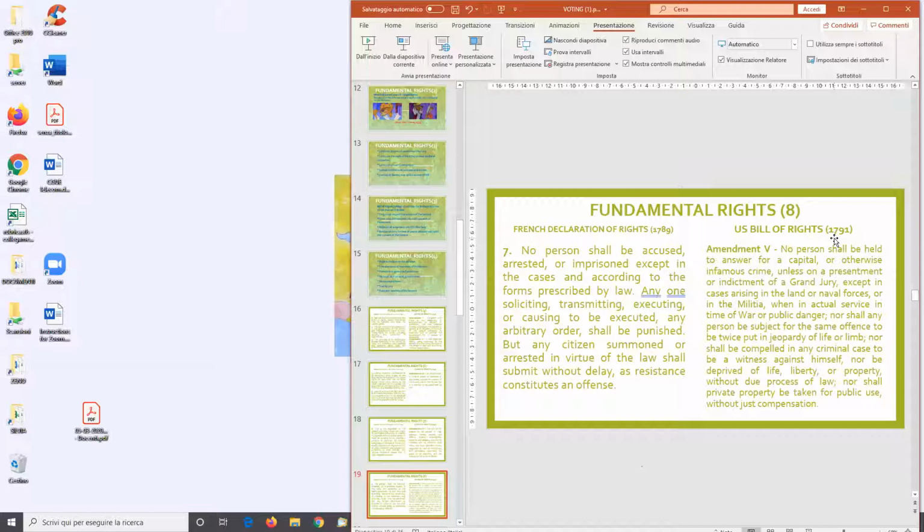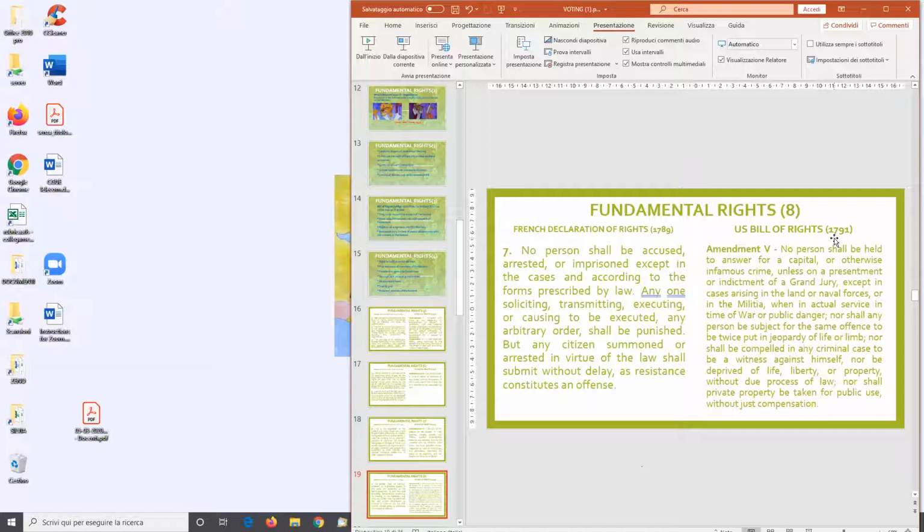Now let's look at what the American Bill of Rights says, Fifth Amendment. No person shall be held to answer for a capital or otherwise infamous crime unless on presentment or indictment of a grand jury, except in cases arising in the land or naval forces, nor shall any person be subject for the same offense to be twice put in jeopardy.